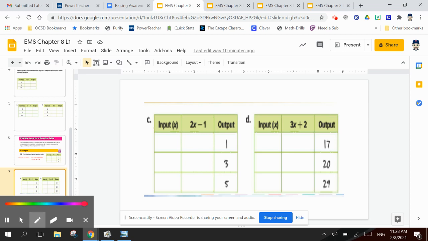Two more examples. Letter C, we have our rule as 2x minus 1. They've given us the y value. We have to find the x. So I have to work backwards.